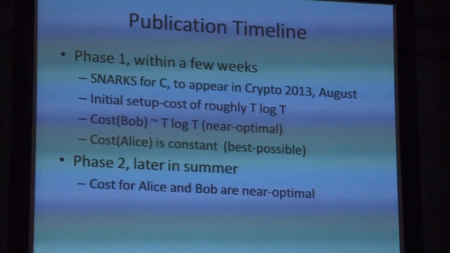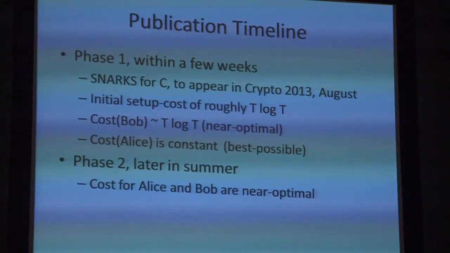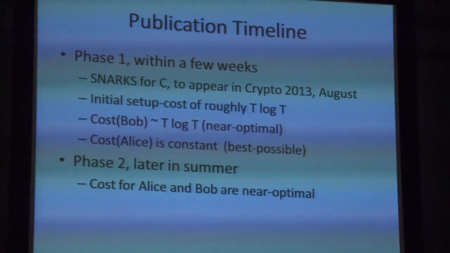This phase one will have an initial setup cost to run the system for a particular program of roughly T log T. And I'll show you in a minute how it's going to work. And the cost to Bob is going to be T log T, where T is the running time of the program. But the cost for Alice to verify the integrity of a computation, in a way that doesn't compromise the privacy of Bob's private auxiliary inputs, is going to be really minimal. This is going to be like downloading 10 kilobytes even for a very long program.